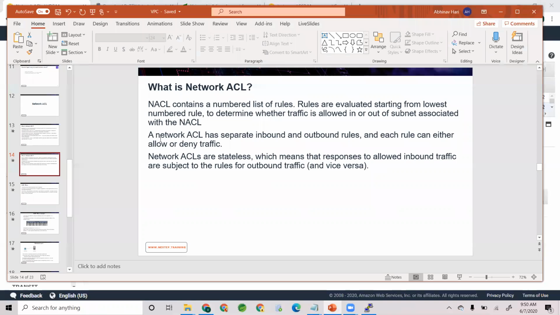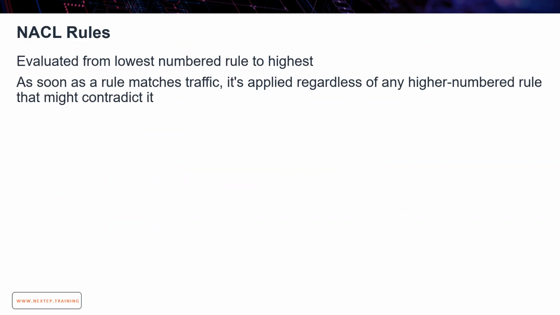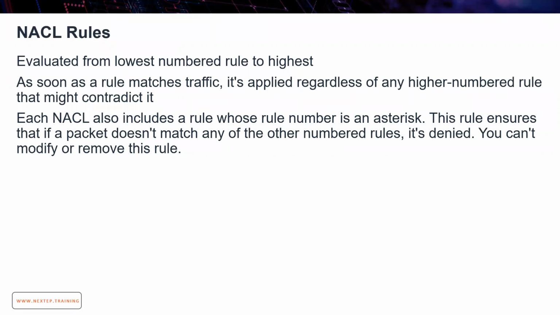Okay, but your security group is not stateless. It's stateful. You only take care of inbound, and outbound will be taken care of. NACL rules are evaluated from the lowest number rule to the highest. As soon as a rule matches traffic, it's applied regardless of any higher numbered rule that might contradict it. Rule number 100 matches it, meaning I will allow it. Even if rule number 110 says deny it, I don't care. Because it does not even get executed, because rule number 100 says it matches, absolutely, let me go, allow it or deny it. So that's why it's important.